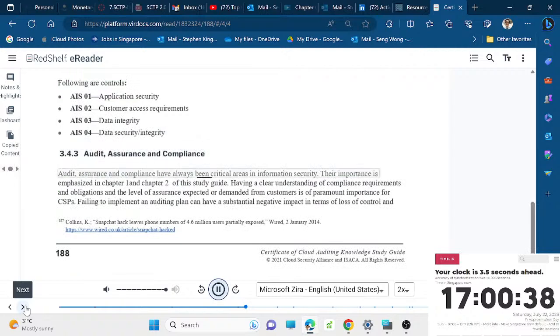3.4.3 Audit, Assurance, and Compliance. Audit, assurance, and compliance have always been critical areas in information security. Their importance is emphasized in Chapter 1 and Chapter 2 of this study guide. Having a clear understanding of compliance requirements and obligations and the level of assurance expected or demanded from customers is of paramount importance for CSPs. Failing to implement an auditing plan can have a substantial negative impact in terms of loss of control.